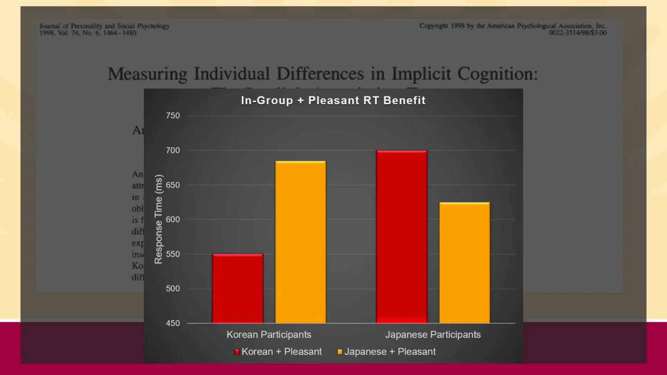The story is the same for the Japanese participants. They're faster to associate themselves with pleasant terms and slower to associate the word Korean with pleasant terms. One of the first studies using the word associates and response time framework looked at implicit attitudes for what?